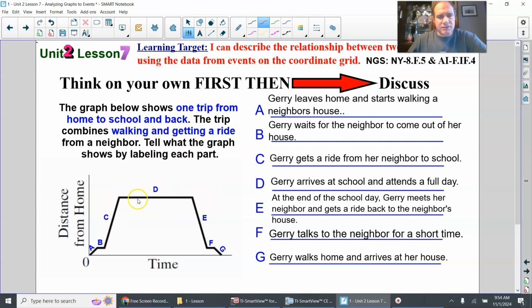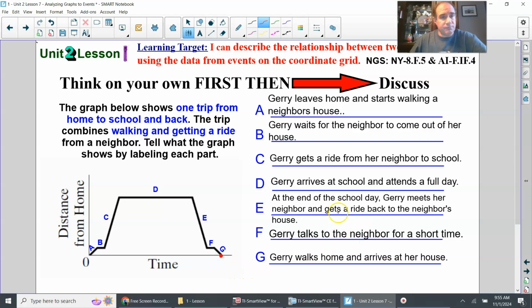And then she stays at school for the entire day. That's D. At the end of the day, Jerry meets the neighbor, gets a ride back to the neighbor's house. That's E. It's a steep line. And then F, Jerry talks to the neighbor for a short time. This is a short time. And then Jerry walks home and arrives at her house, which is right here.